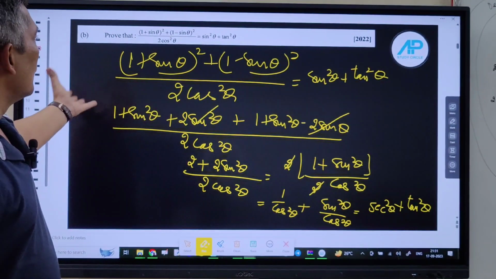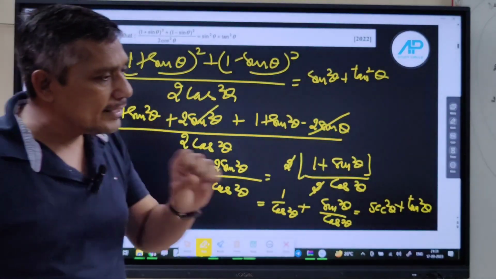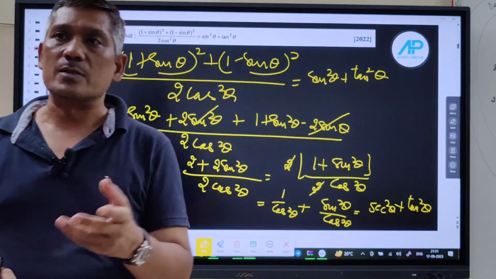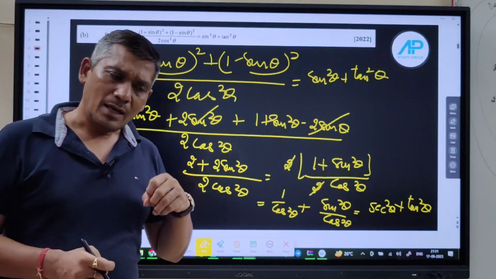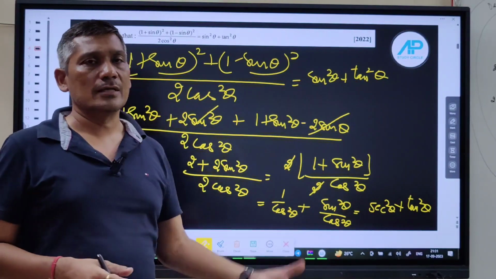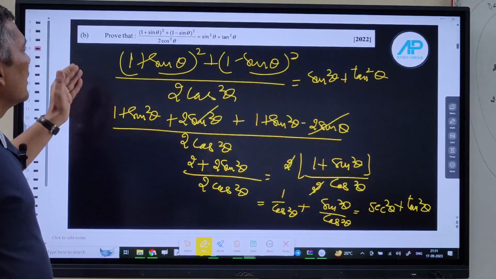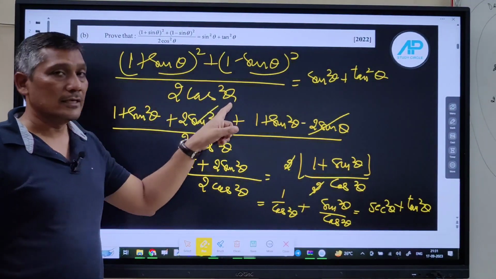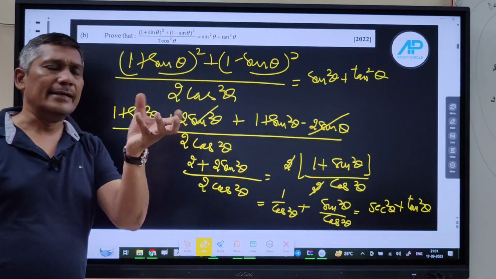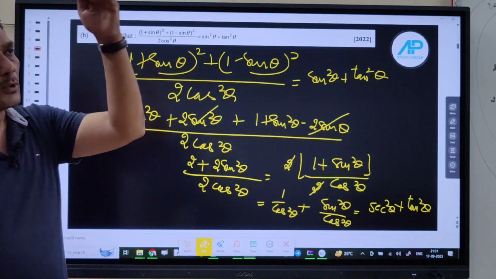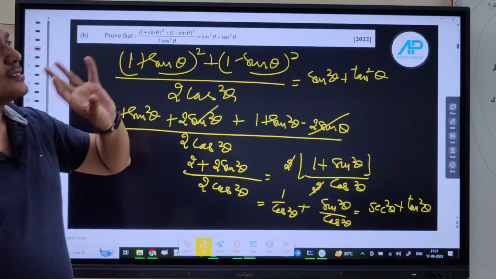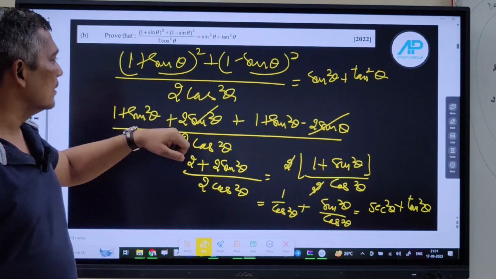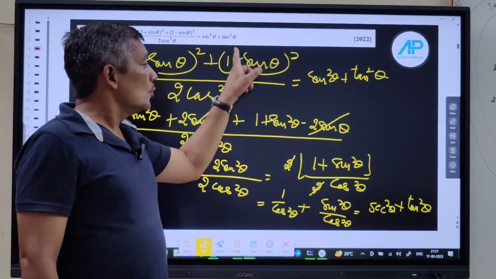So I am again repeating the step. Generally questions of trigonometry involve the algebraic identities a plus b whole square, a minus b whole square, a cube plus b cube, and many questions like this. So here I have 1 plus sin theta whole square plus 1 minus sin theta whole square upon 2 cos square theta equals sin square plus tan square. Slightly twisted question. So the approach should be, as we get the first step, you can see it's 1 plus sin theta whole square. Open the square, 1 plus sin square plus 2 sin theta, 1 plus sin square minus 2 sin theta.